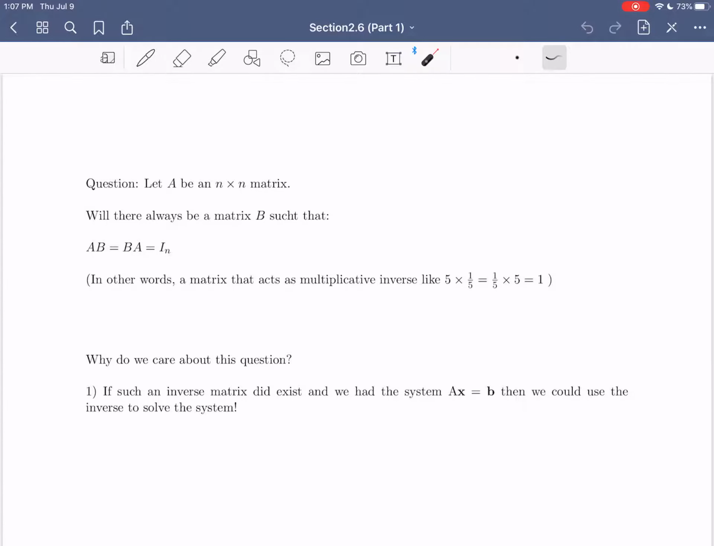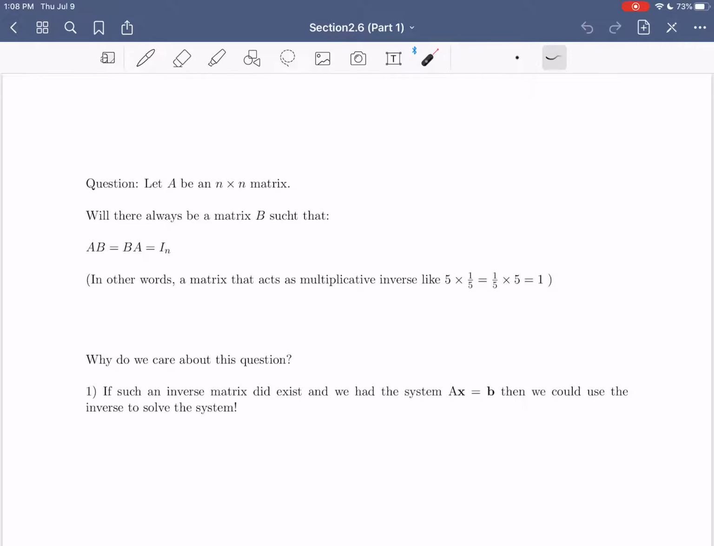In today's video, we're going to be moving on to section 2.6 from your textbook, which is going to begin our investigation of the concept of an inverse of a square matrix. So before we formally start this investigation, I'd like to talk a little bit about why this is an interesting question and why we want to pursue this line of inquiry.